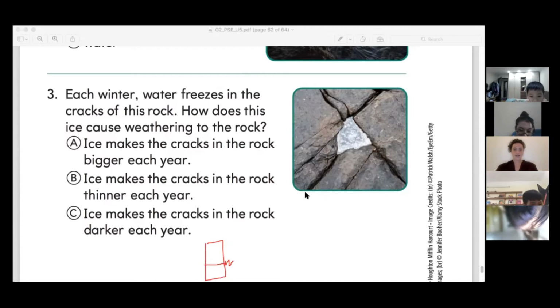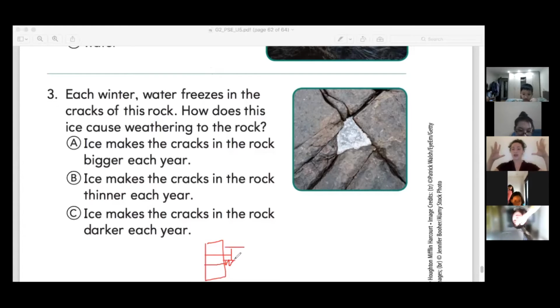How about Taylor? Taylor, did the ice take up more or less space than the liquid water? They take up more space. More space, good. The ice gets bigger, it expands. It takes up more space than the water, which makes the cracks bigger.